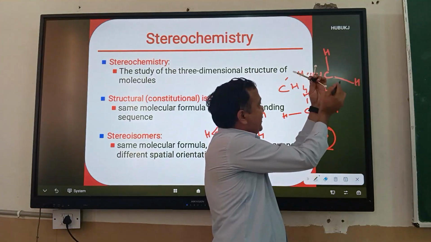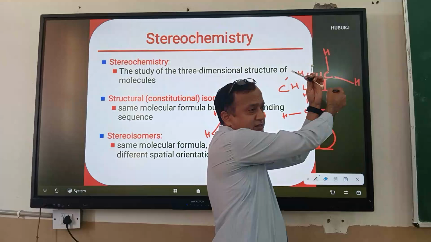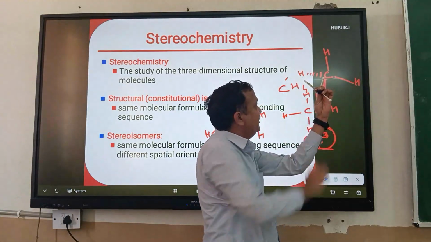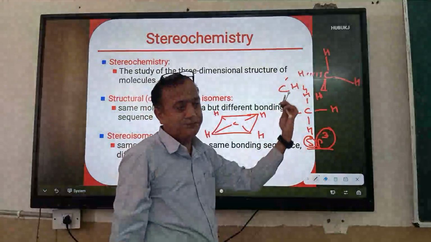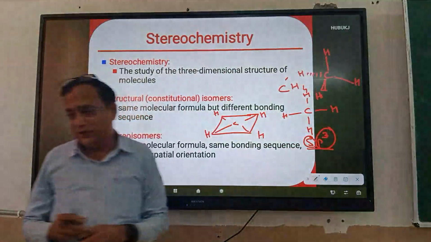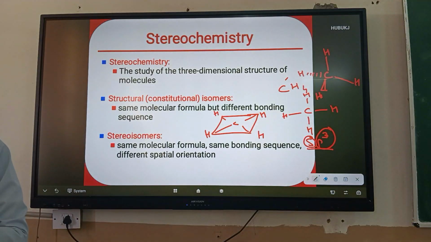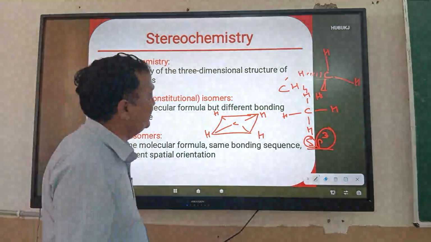Towards you, the hydrogen is represented with the dark wedge, while away from you, it is represented with the help of a dashed wedge. So in this way, you can represent methane in three dimensions. So there is no question about optical activity in the case of methane only.